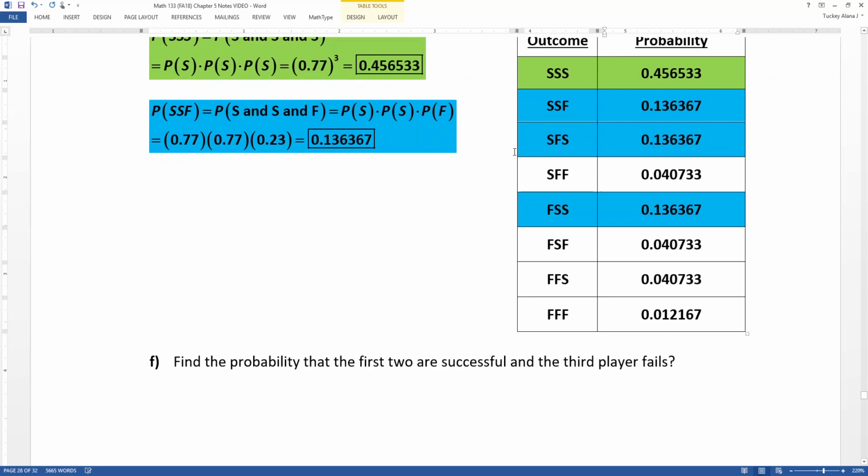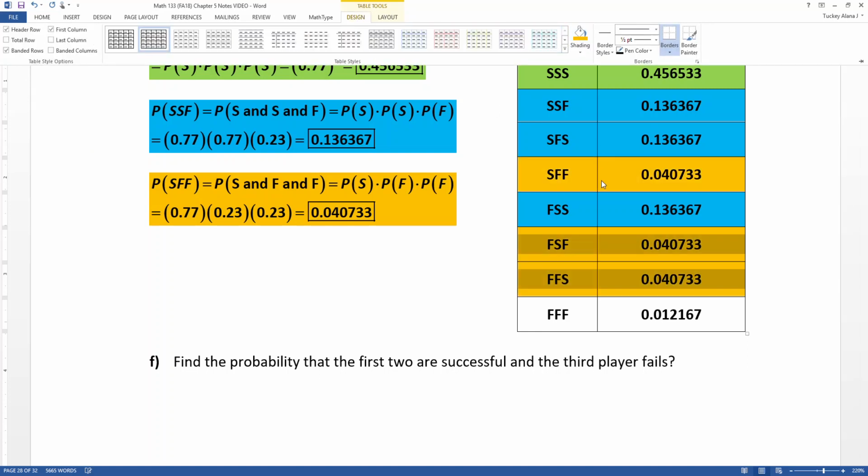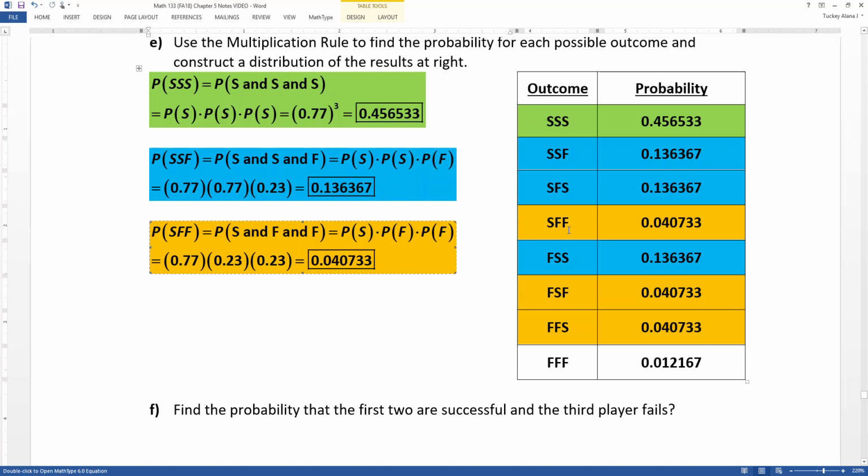All right, now what about 2 failures, 1 success? Let me type that up. All right, these 3 are a little concerning because you have 2 failures and 1 success. So I'm going to give them the orange color. So 0.23 times 0.23 times 0.77.